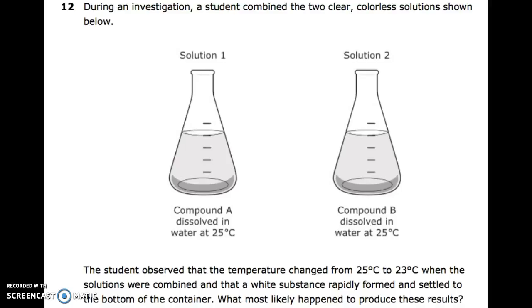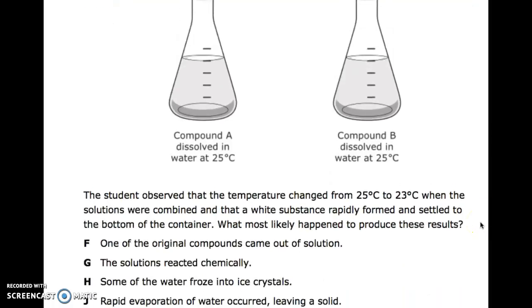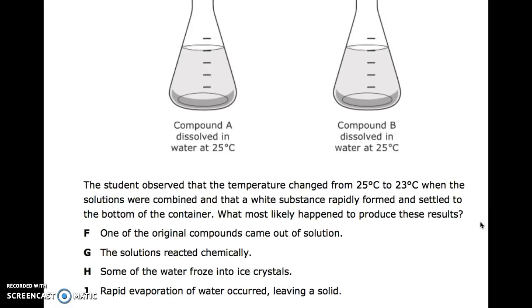The student observed that the temperature changed from 25 degrees Celsius to 23 degrees Celsius when the solutions were combined, and that a white substance rapidly formed and settled to the bottom of the container. What most likely happened to produce these results? I'm going to scroll down for the answers. F, one of the original compounds came out of solution. G, the solutions reacted chemically. H, some of the water froze into ice crystals. And J, rapid evaporation of water occurred, leaving a solid.